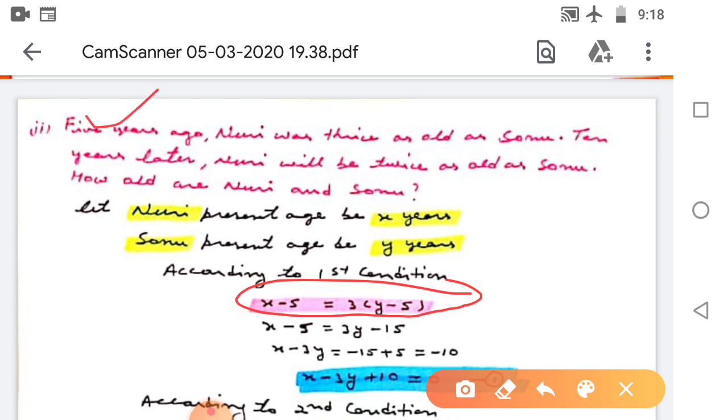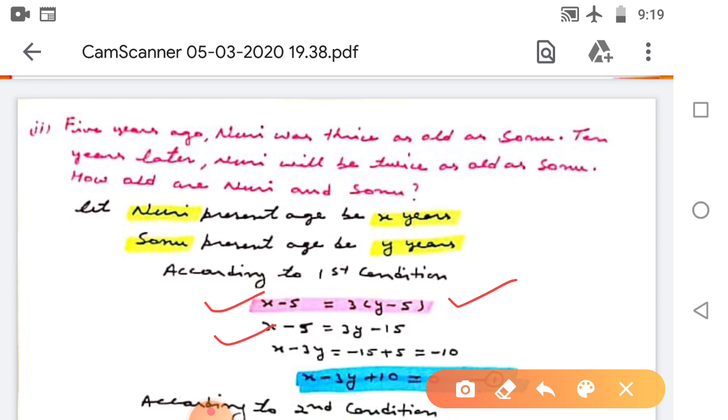Nuri's age is thrice the age of Sonu. 5 years ago Nuri was thrice as old as Sonu. It means if we multiply Sonu's age by 3, their age will be same. So x minus 5 is equal to 3 into y minus 5.